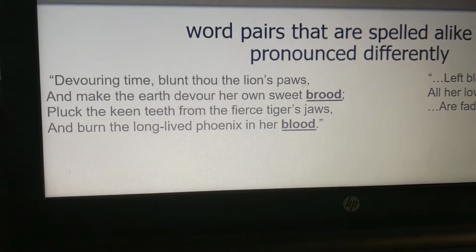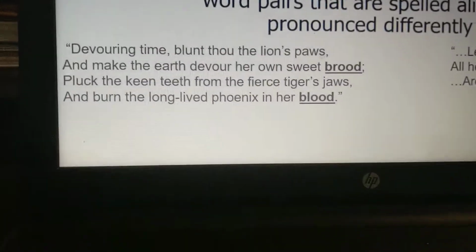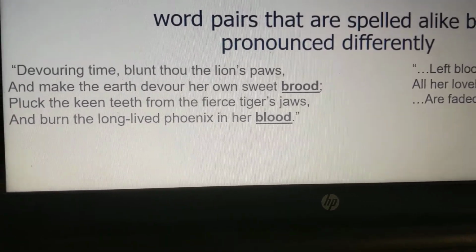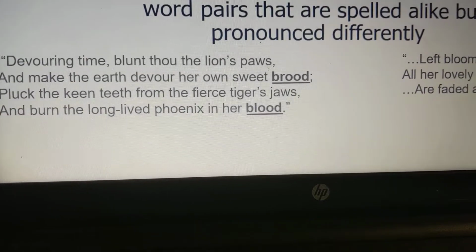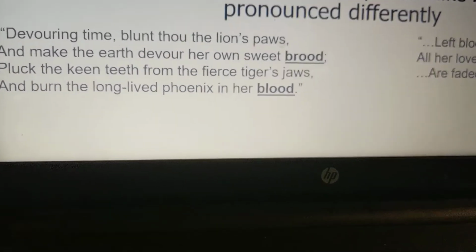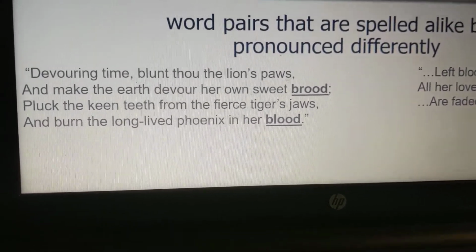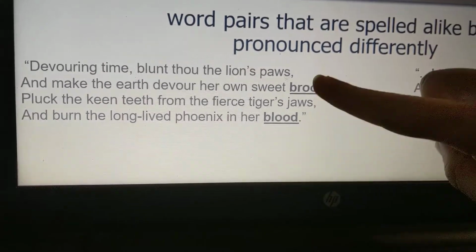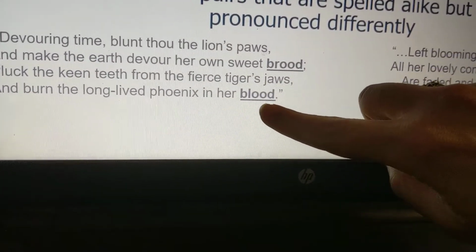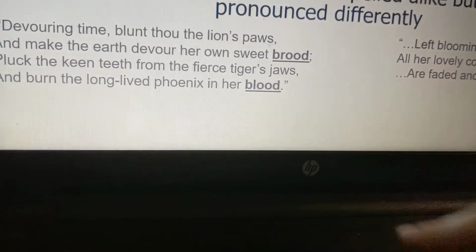Brood and blood look like they should be a perfect rhyme, right? If you're an early language learner, you would think, oh, okay, it's brood and blood. They look like they would rhyme, be a perfect rhyme, but they're not. So that's the idea of eye rhyme. Both of them have that double O, so they look like they would be the same, but they are not. That's brood and blood, so two different sounds right there.